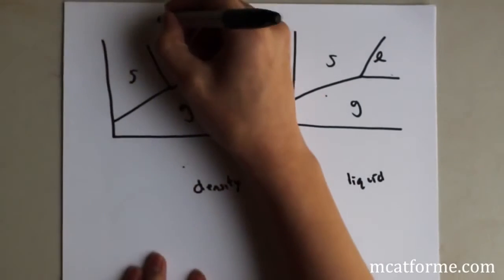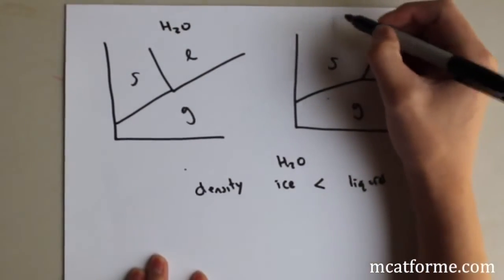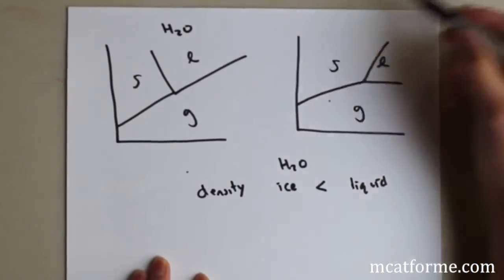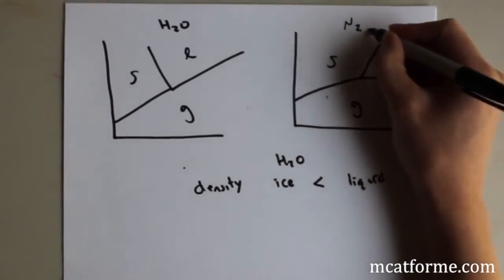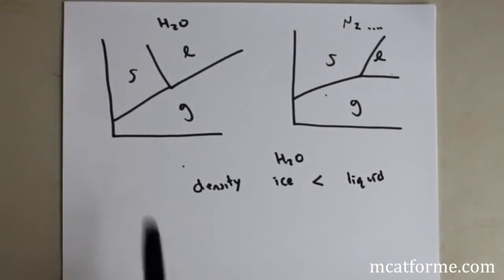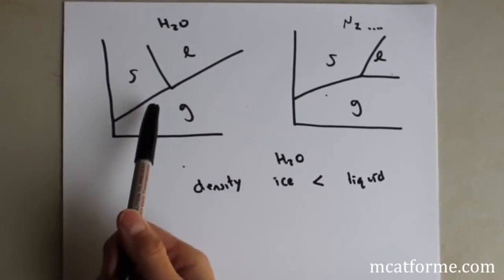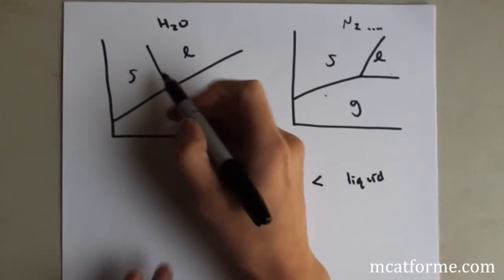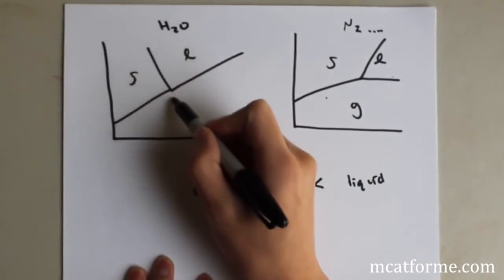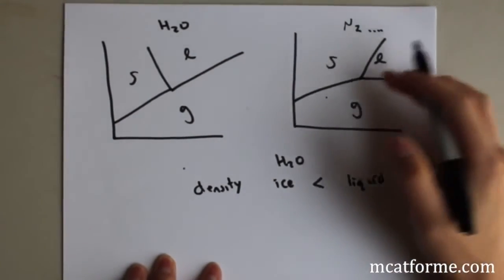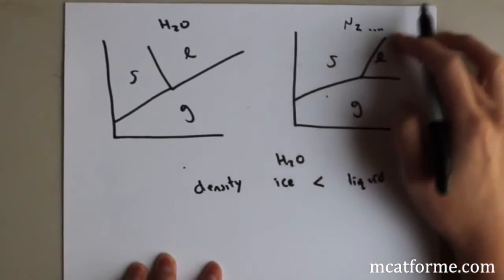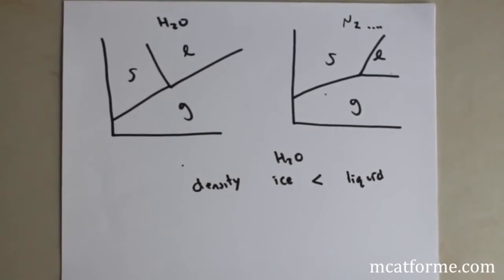So we know that this is H2O, and this is the phase diagram for most other compounds; we're just going to use the example N2 and many others, so I'll put a dot dot dot. What we need to know is that water is specific in that the solid-to-liquid line has a negative slope, whereas nitrogen is going to have more of a positive slope.